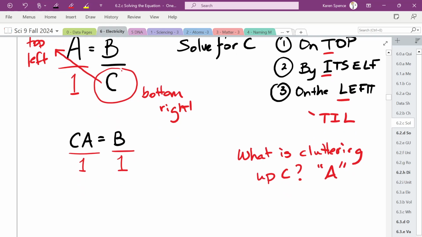So we want to move A away from the C side. Away from the C side. I like that. That would be like going to the mountains. Never mind.